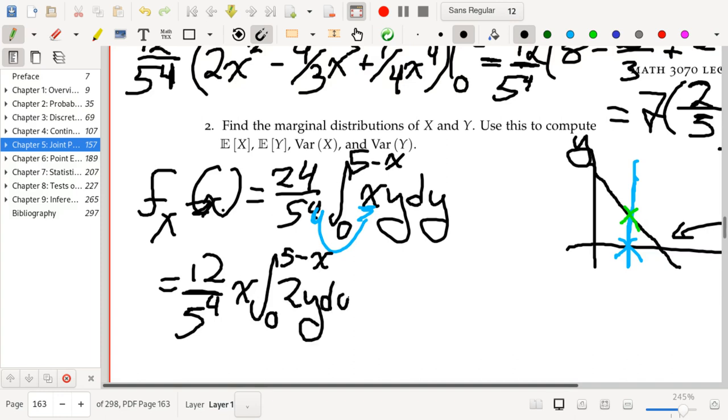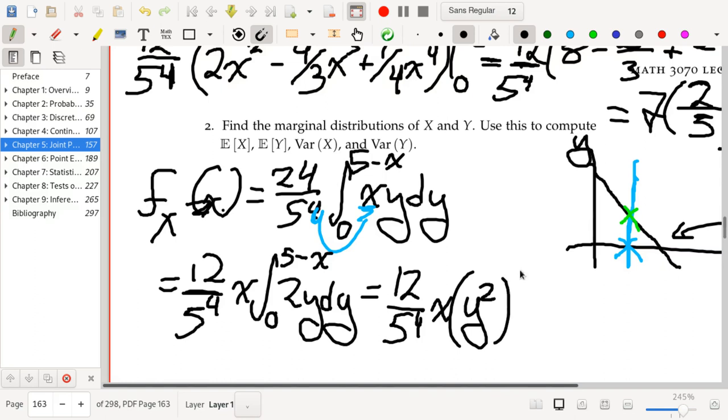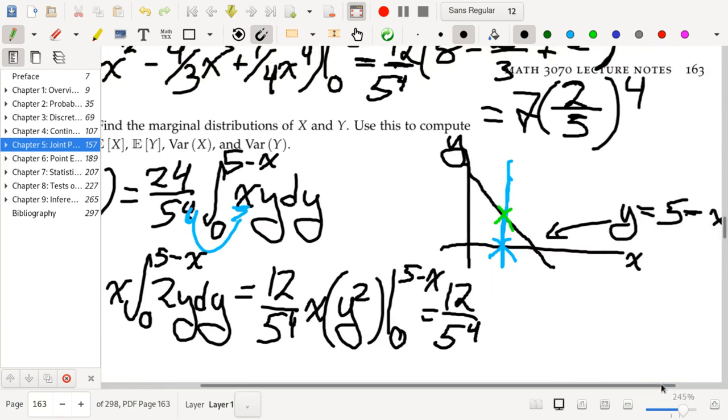2y dy. In which case, the antiderivative is easy. We've got 12 over 5 to the 4 times x, and then we've got y squared, where y ranges from 0 to 5 minus x, which is going to be 12 over 5 to the 4 multiplied with x times 5 minus x squared.